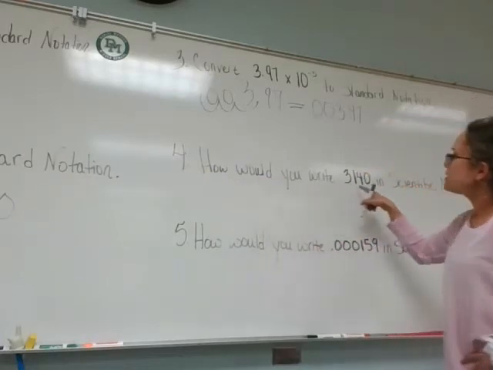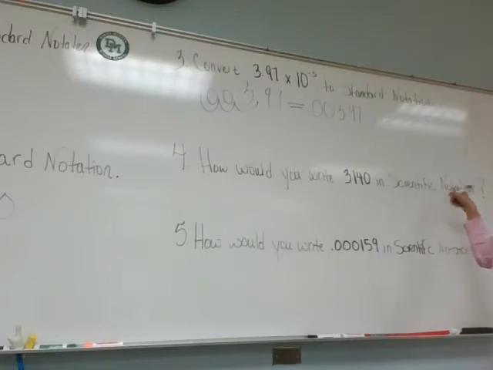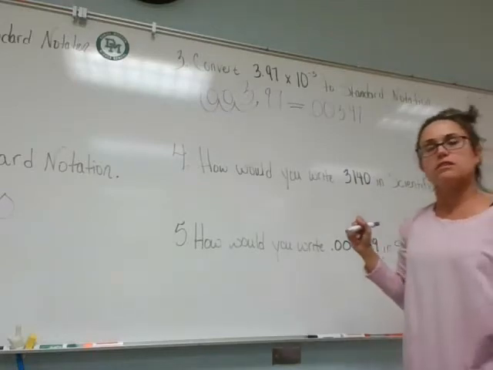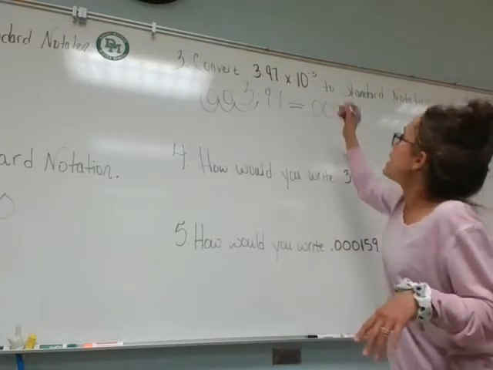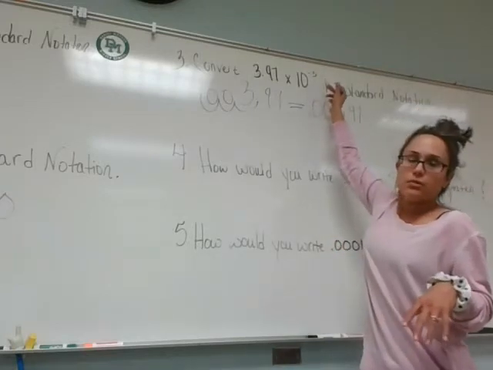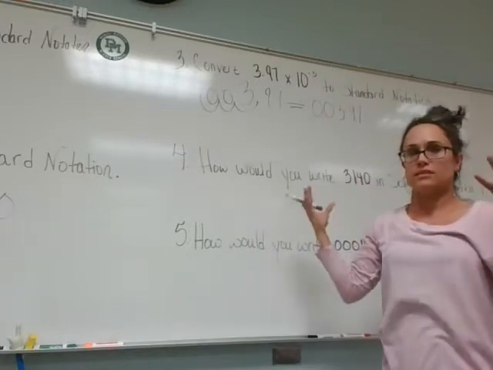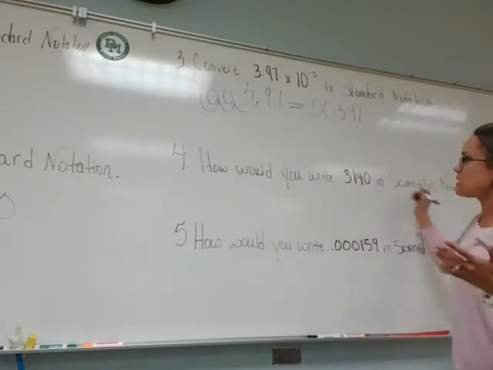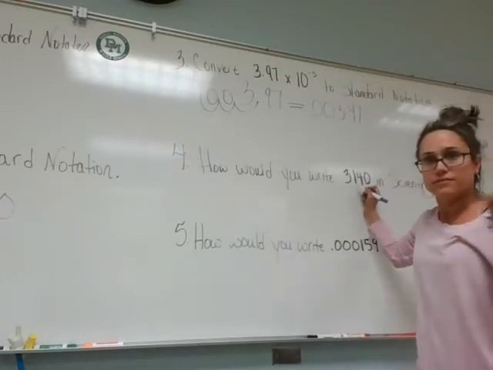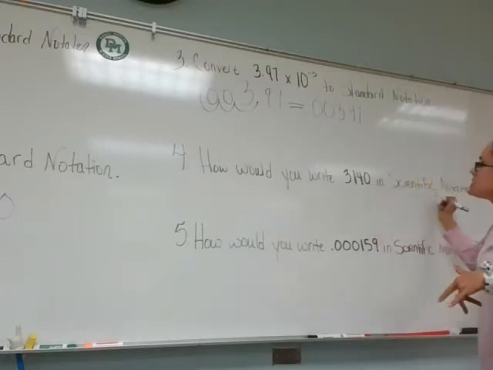How would you write 3140 in scientific notation? And when you think of scientific notation, all that means is when it has the power of 10 and then an exponent. So when I think of scientific notation, I think of it's the fancy way. That's written in a fancy way. And it wants us to write this number in the fancy way. Okay, so 3140 in scientific notation. How would we write that?